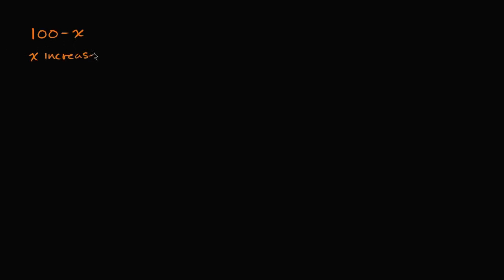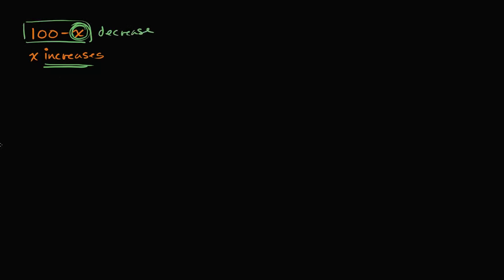As x increases. And like always, try to work it out for yourself. Pause the video before I try to have a go at it. Well, there's a couple of ways you could think about it. You say, okay, I have 100 and I'm subtracting x. So as x increases, I'm going to be subtracting larger and larger values. So if I'm subtracting larger and larger values, I'm going to get smaller and smaller values. So this whole thing is going to decrease.